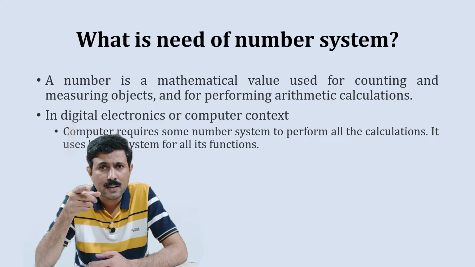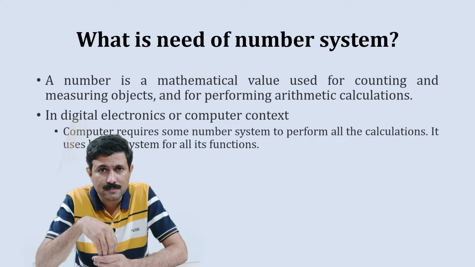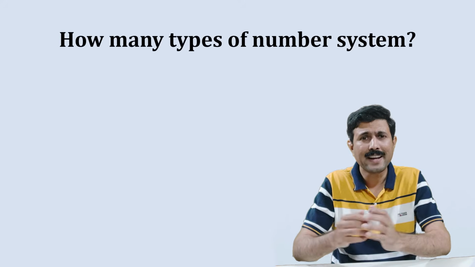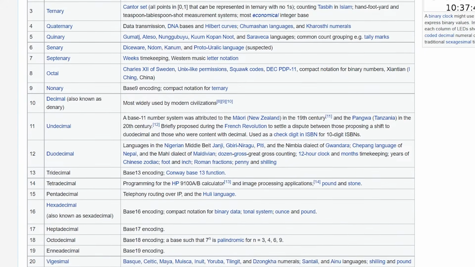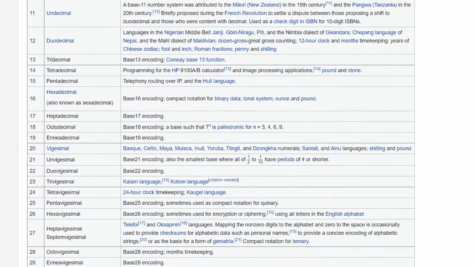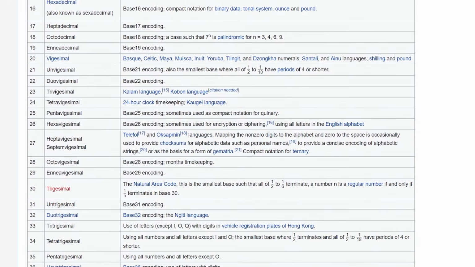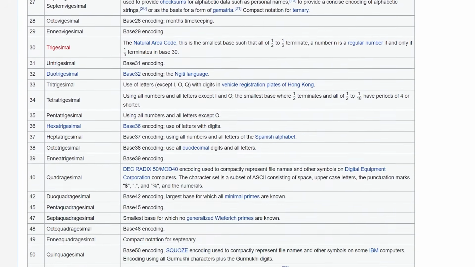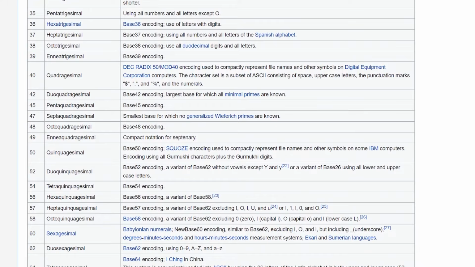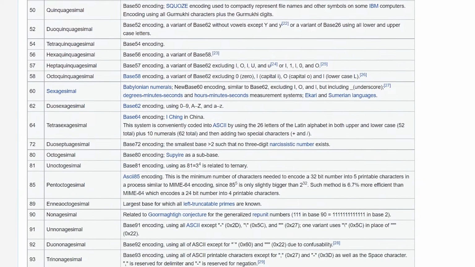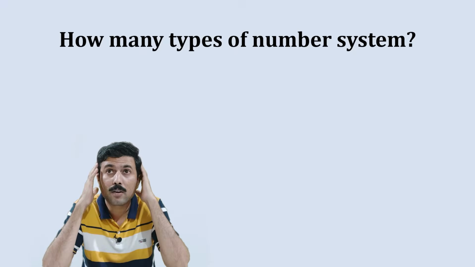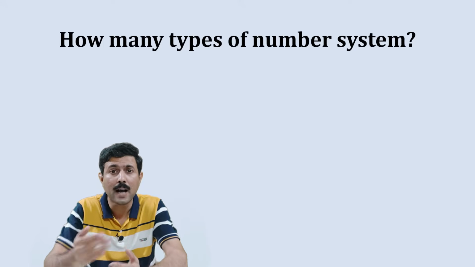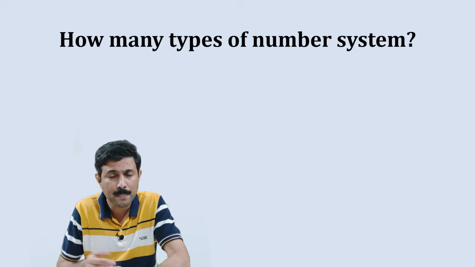Can you tell me how many types of number systems there are? So there are varieties of number systems used across the world. On the screen you can see these are the varieties of number systems which have been used across the world for the purpose of counting and measuring objects or to achieve mathematical operations. Oh my god, the list is so huge. Are we going to learn all of them?